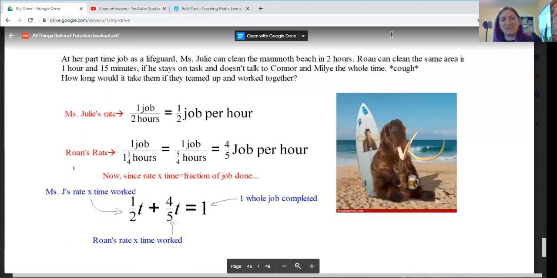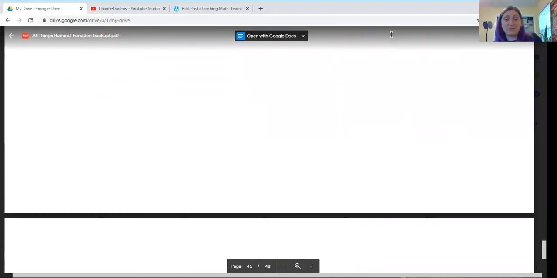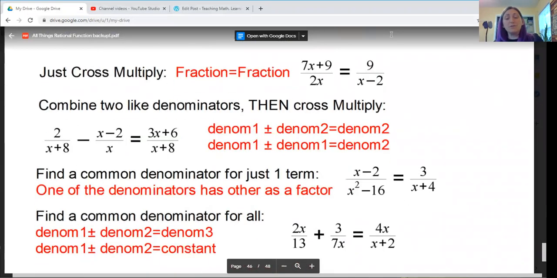All right, we're not going to do that one actually, even though it has a cool picture of a mammoth on the beach. We're not going to do that one. I just wanted to review ways that we solve these, okay?